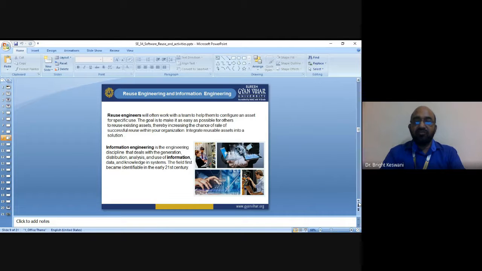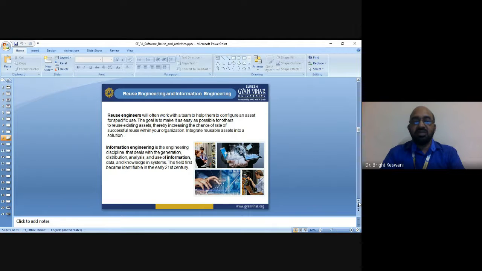Engineers will often work with a team to help them configure an asset for a specific use. The goal is to make it as easy as possible for others to reuse existing assets, thereby increasing the rate of successful reuse within your organization. Integrate reusable assets into a solution.